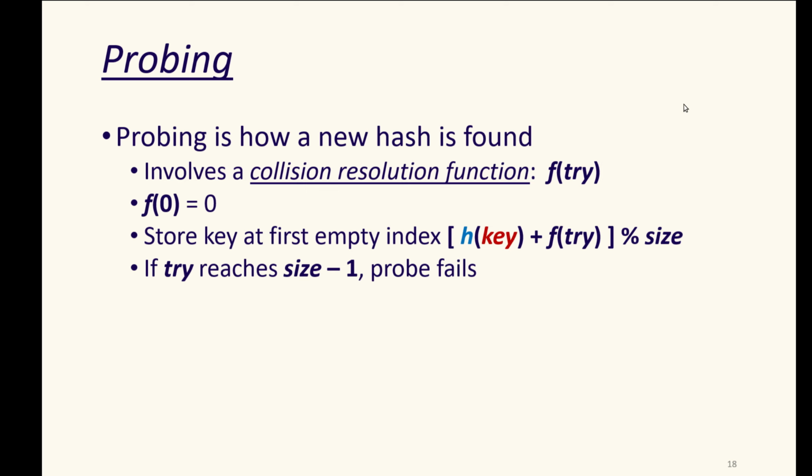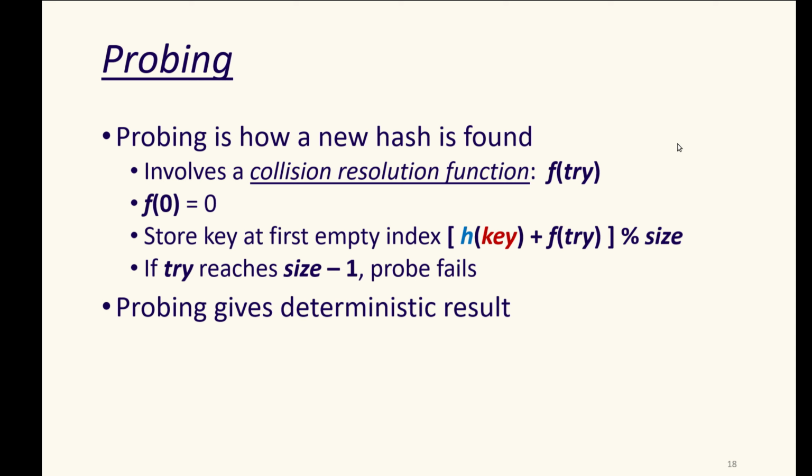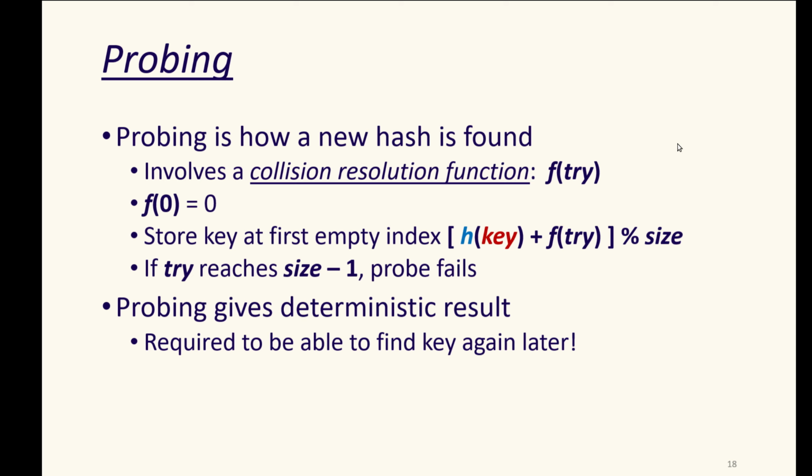So we keep trying adding on some amount to it, and if we get larger than the size of the array, that means we've tried every index, and so we have to fail in that probing attempt. It does give a deterministic result, and it's required to be able to find the key again later. We have to be able to know where we put it to be able to look it back up. And since we no longer have the nice feature of, well, where we put it is the index it hashes to, we have to be able to redetermine where it would have gone.